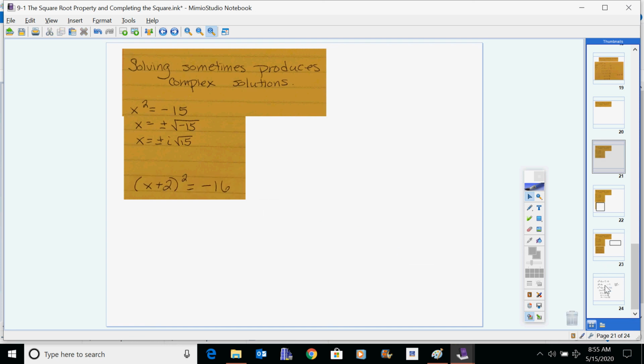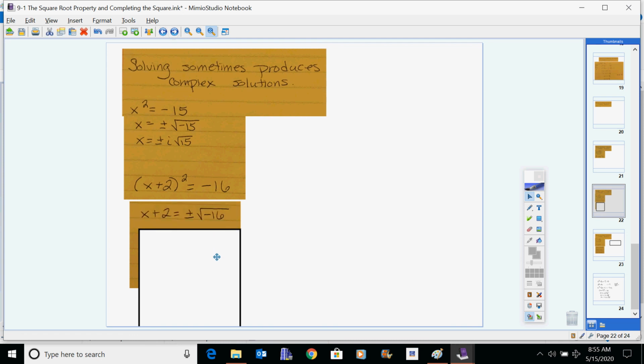Let's look at another one, because sometimes it does come out to be something solvable. So x plus 2 equals plus or minus the square root of negative 16. We're going to square root both sides. But it's two answers. So we have 4i or negative 4i. And then we can subtract 2 from both sides and get our final answer: negative 2 plus or minus 4i. And then just one more.